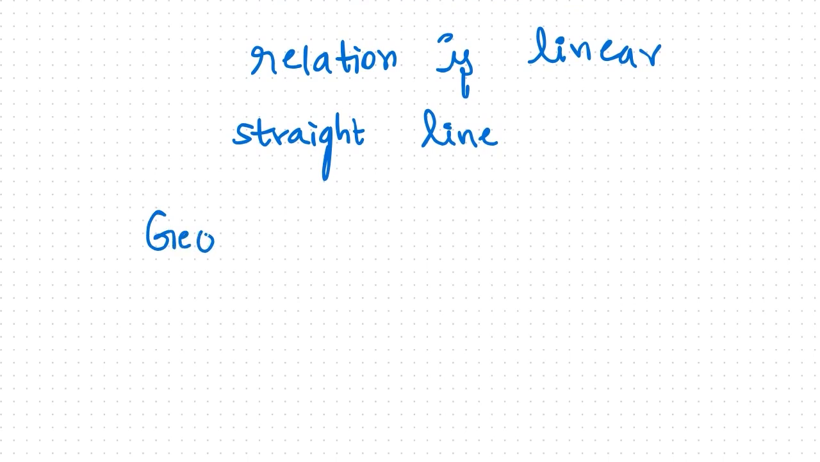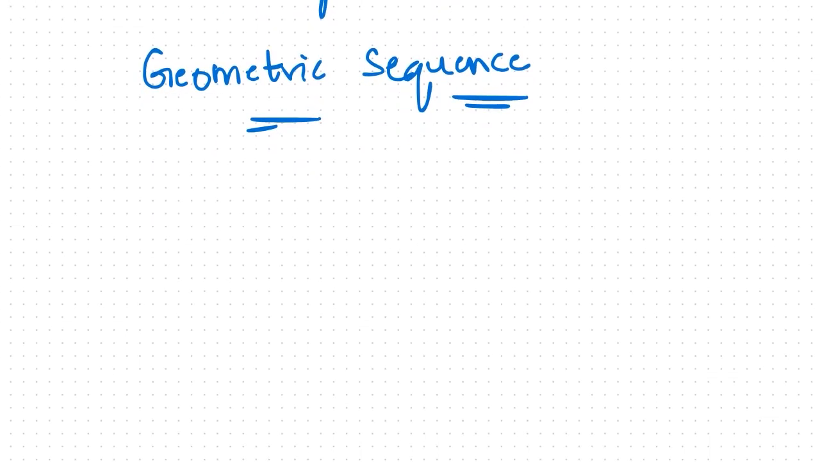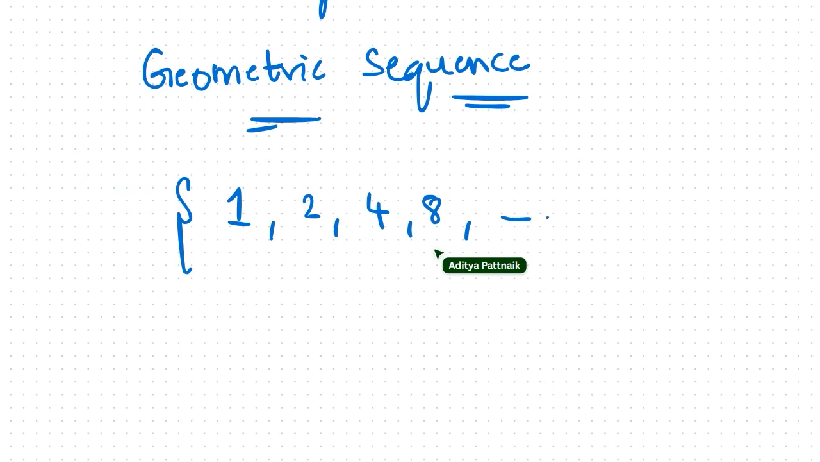Let's talk about GP, geometric progression or geometric sequence. Geometric sequence means, let's say I consider a sequence 1, 2, 4, 8. Next one will be 16. After that will be 32. So what do they all have in common? They're all being multiplied by 2 from the previous number.